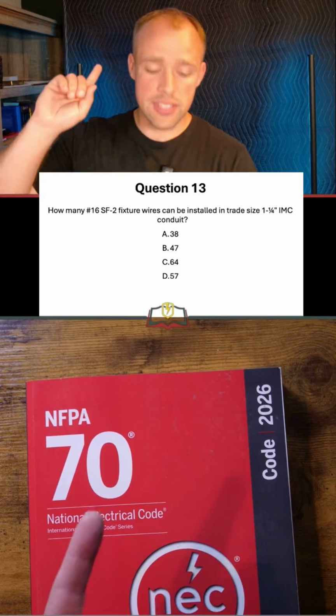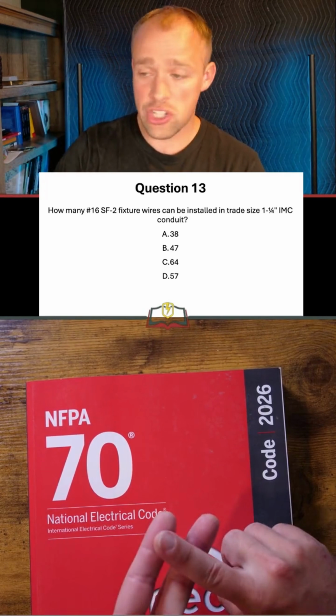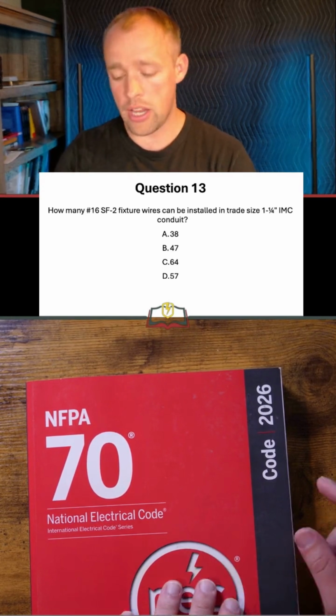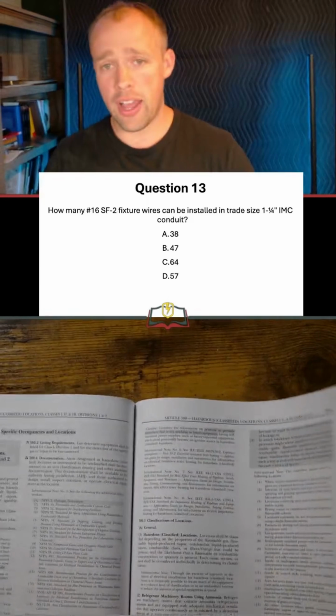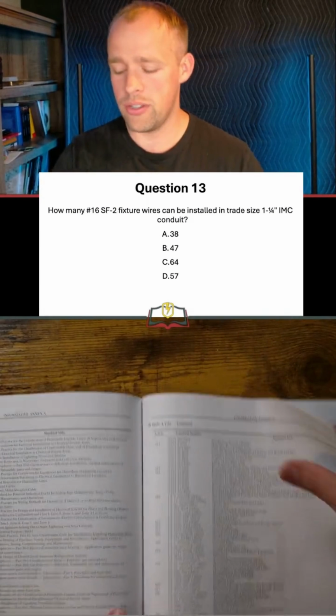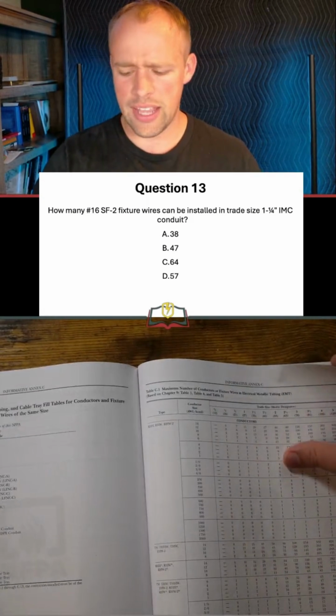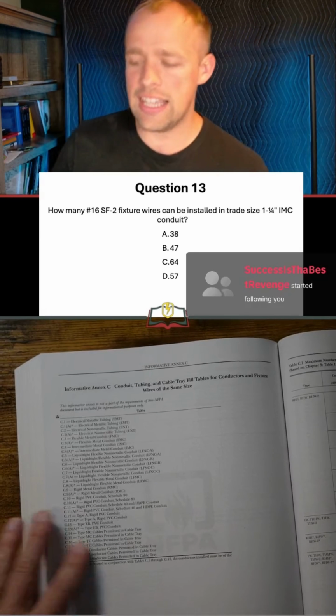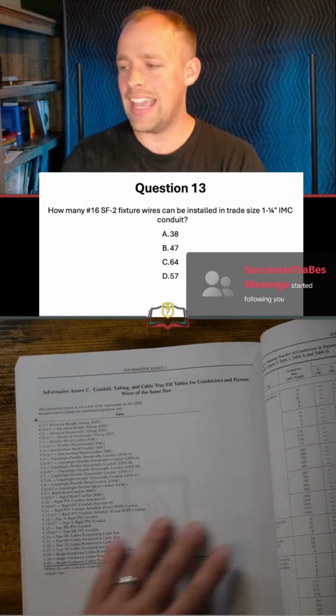When it gives you the same size and same insulation of wire, what page can we turn to find the answer? Anybody know? Comment before I actually turn there. Come on, I believe in you. Where do I have to go to find the answer to this? Guys, I beat you. NXC. NXC is where we need to go to find this answer.